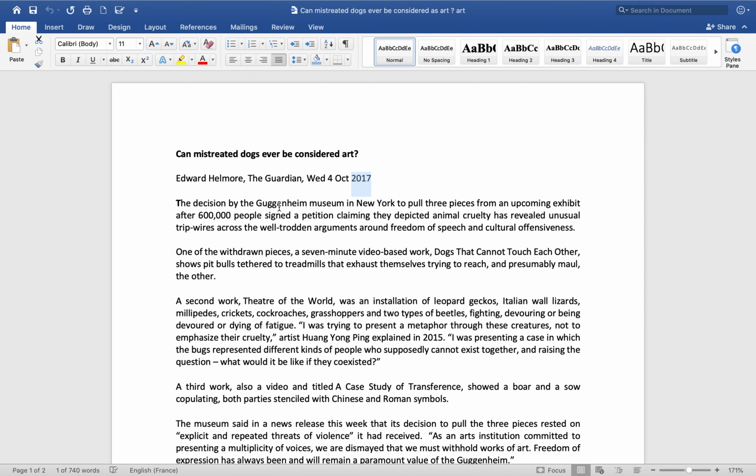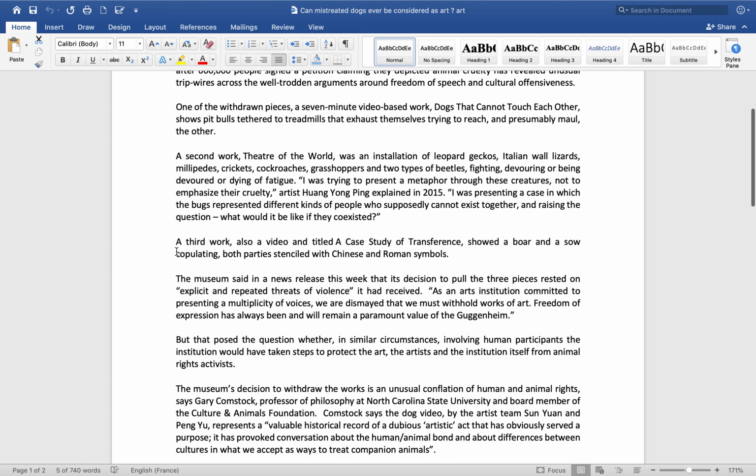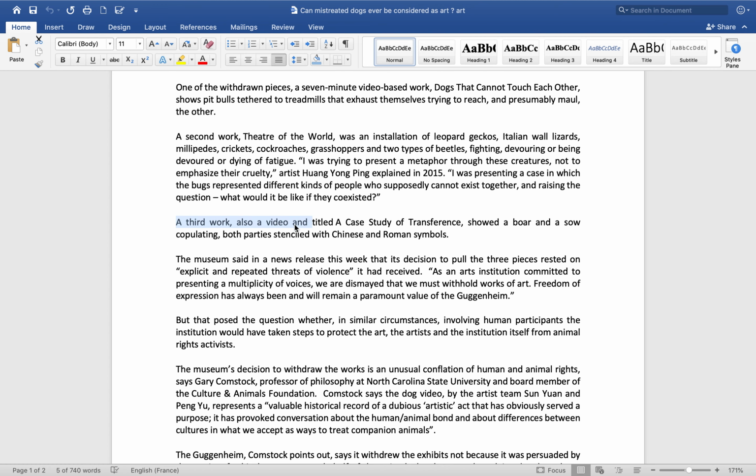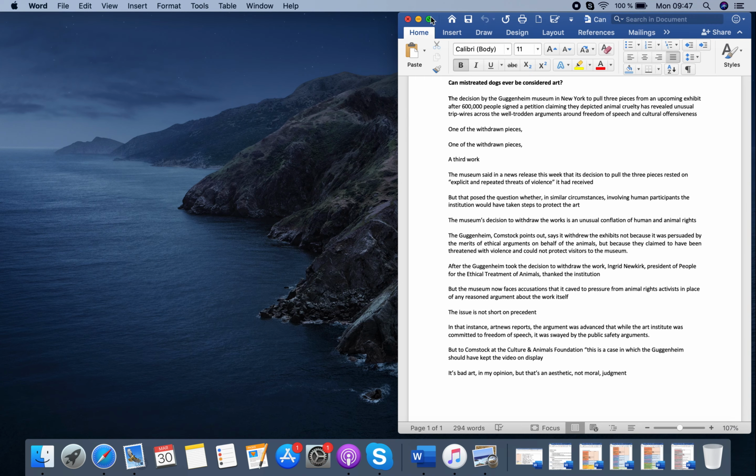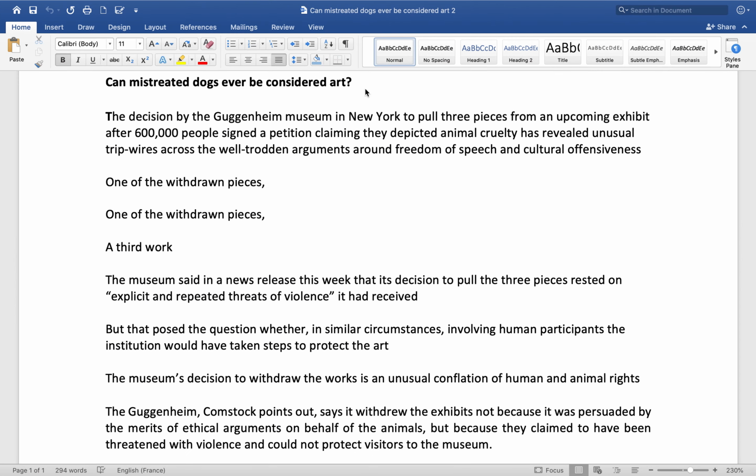In 2017, something happened in the Guggenheim Museum in New York, and I do not want to get into the details of this article since the point of this lesson today is to show you how to use those first sentences as I've mentioned earlier. So what I will start doing is select and pick all these sentences and place them on another document. So I will be left with this document.